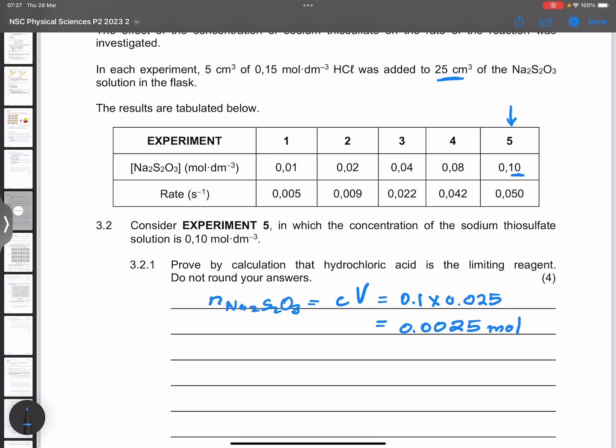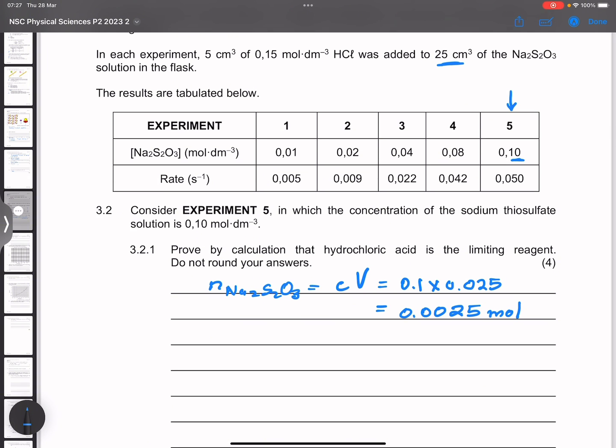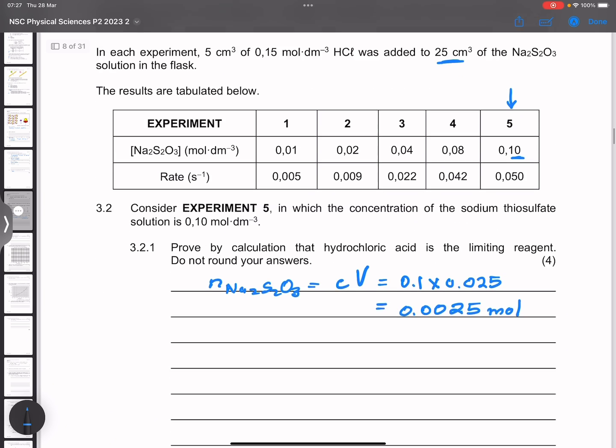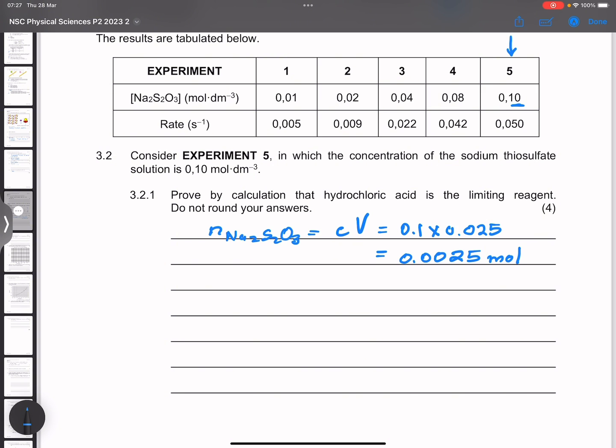Now the question is, for this amount of moles of sodium thiosulfate, how much hydrochloric acid would I need? Okay, so I'm asking the question based on that reaction. The reaction says for every 1, you need 2 times the amount of hydrochloric acid, right? So I'm going to look at that based on the reaction. Therefore, how many moles of hydrochloric acid would I need? I'd need twice as much, right? So that means for this amount of sodium thiosulfate, the number of moles of hydrochloric acid needed, in this case, will be twice as much, which is 0.005 moles, right? However, now I'm going to compare it with the amount of moles that I actually have.